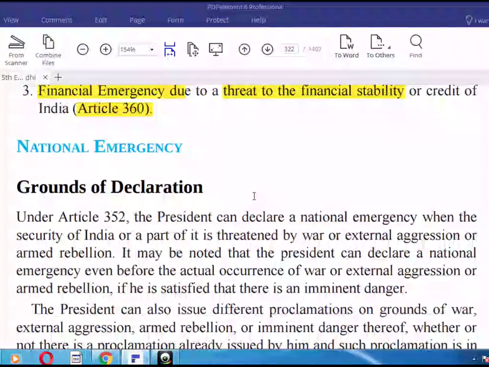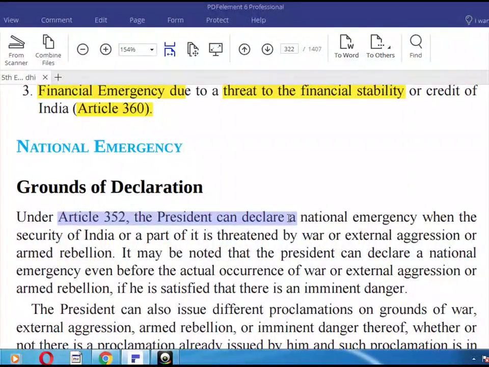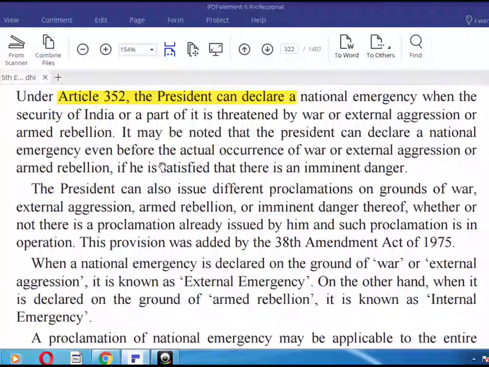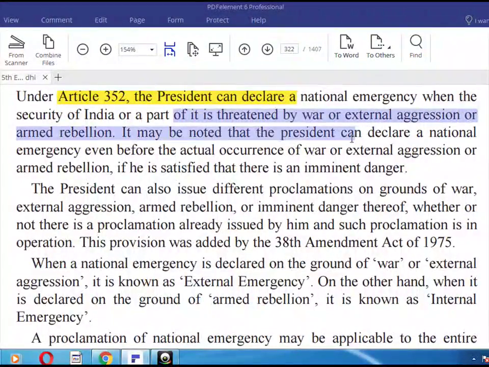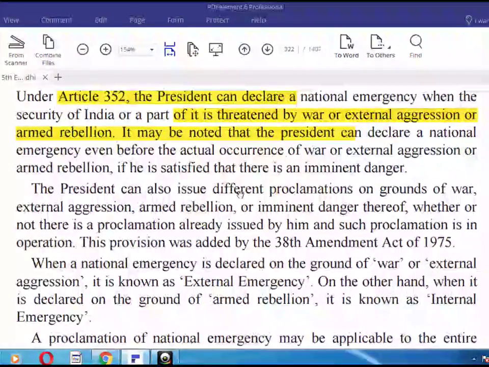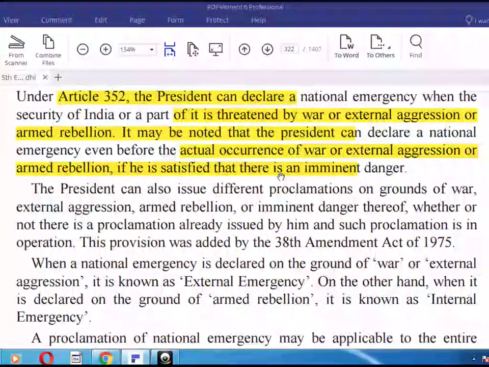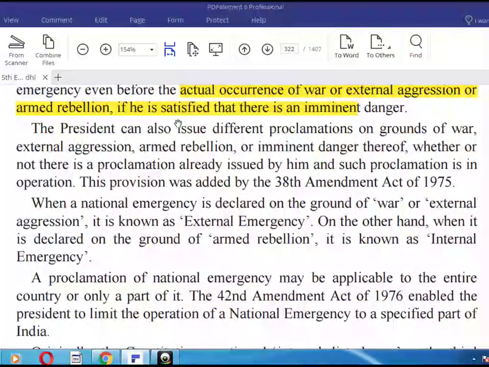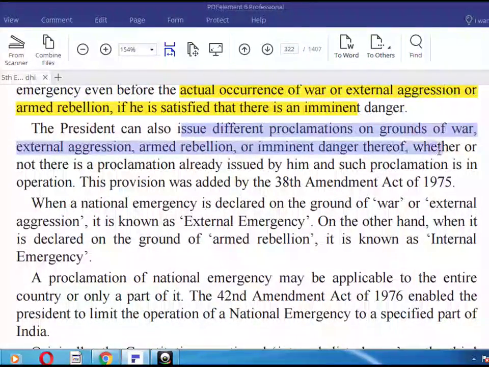Now, national emergency, grounds of declaration. Under Article 352 of the Constitution, the President can declare a national emergency when the security of India or a part of it is threatened due to war, external aggression or armed rebellion. Even before the actual occurrence of war, external aggression or armed rebellion, if he is satisfied that there is an imminent danger, the President can issue such a proclamation.